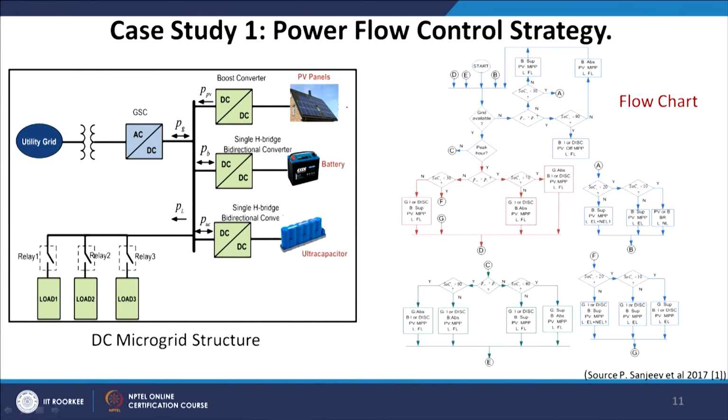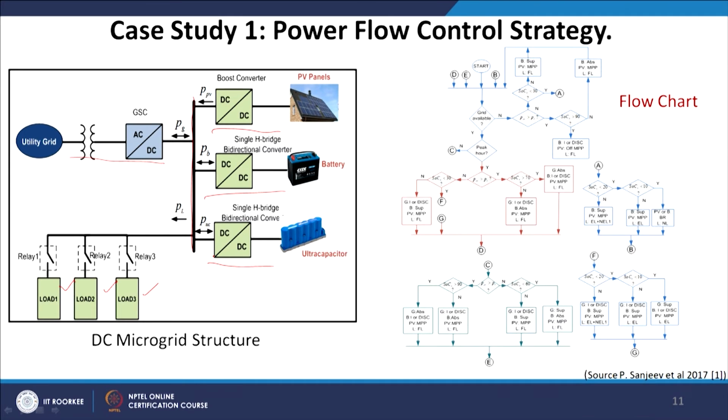Now, when we see the power flow control strategies, in the initial stage, I think in the previous lecture also you might have seen the DC microgrid architecture. This is my utility grid, and we had GSC, and this is my DC bus. We have loads connected and my PV, battery and ultra capacitor in place. We have also discussed the flow chart in our previous lecture.